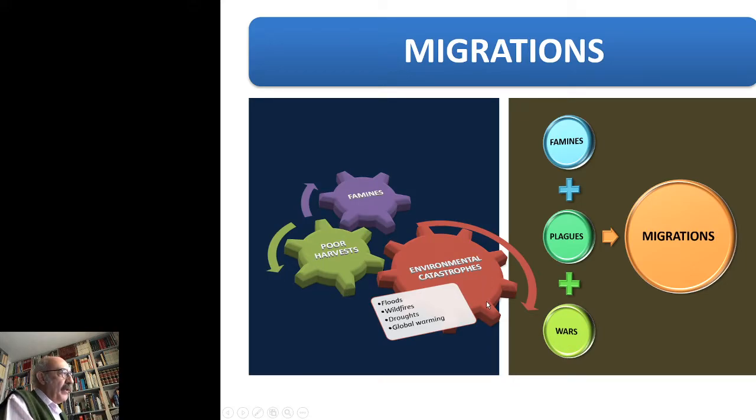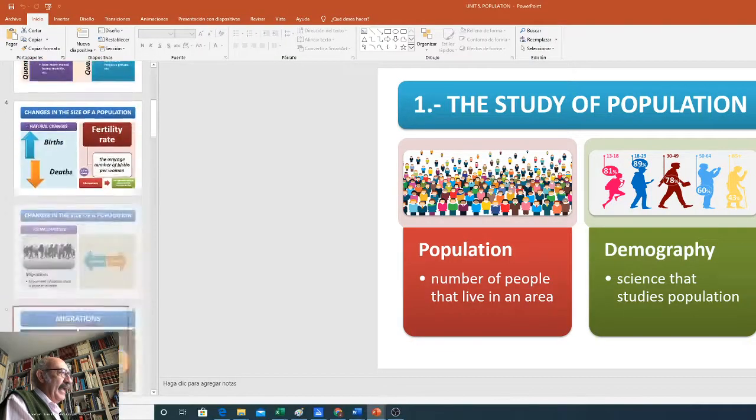And another reason is environmental catastrophes. And we have floods, inundaciones, floods, wildfires, incendios, droughts, sequías. There's not enough rain, okay, to water the harvest. These are called droughts, and the global warming. This is another very important problem at this moment. So, famines, plagues, and wars are the main causes for migrations.